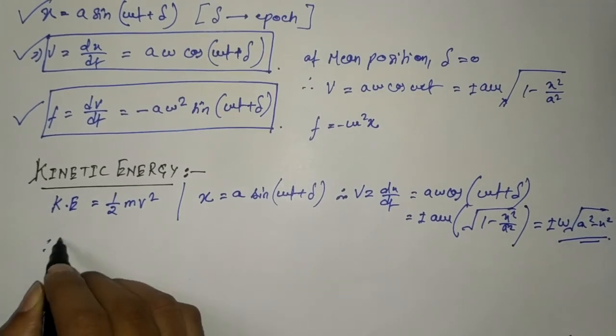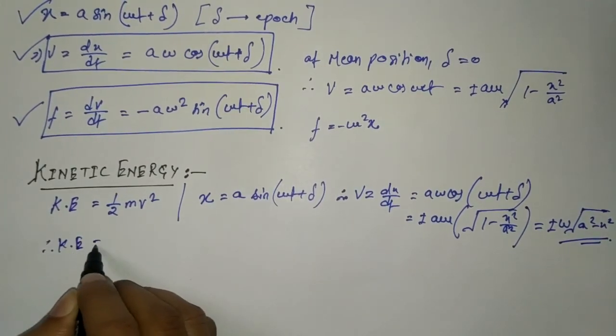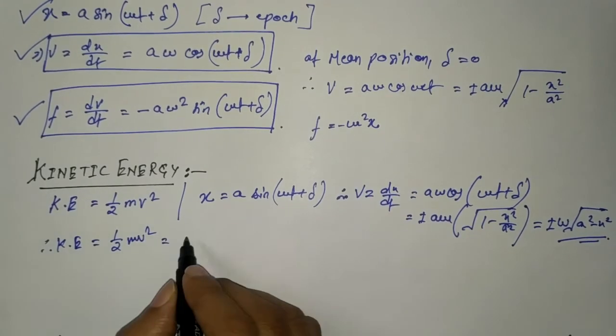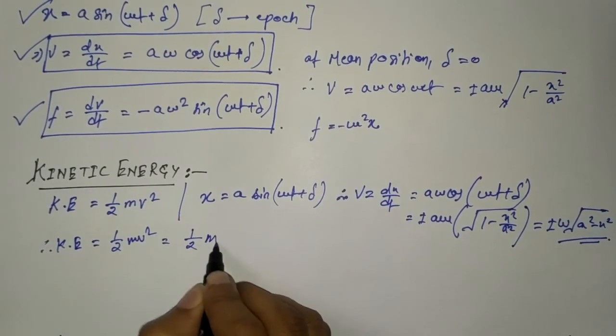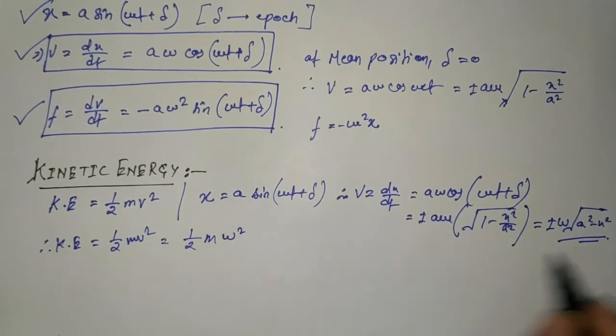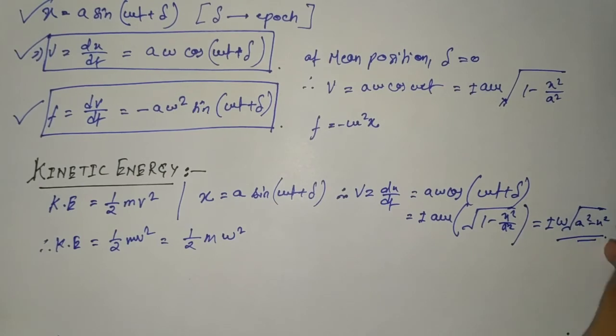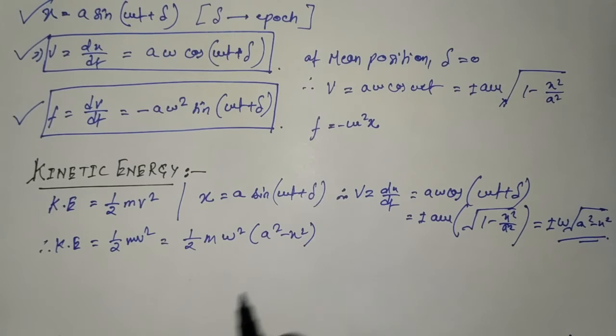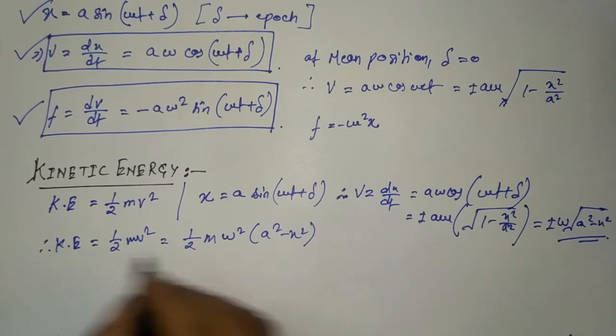Therefore, kinetic energy will be equal to half m v square. That must be equal to half into m, and in place of v we replace this value. If we square it, we get omega square, and the root will be removed, into a square minus x square. So this is the final value of kinetic energy that we can derive.